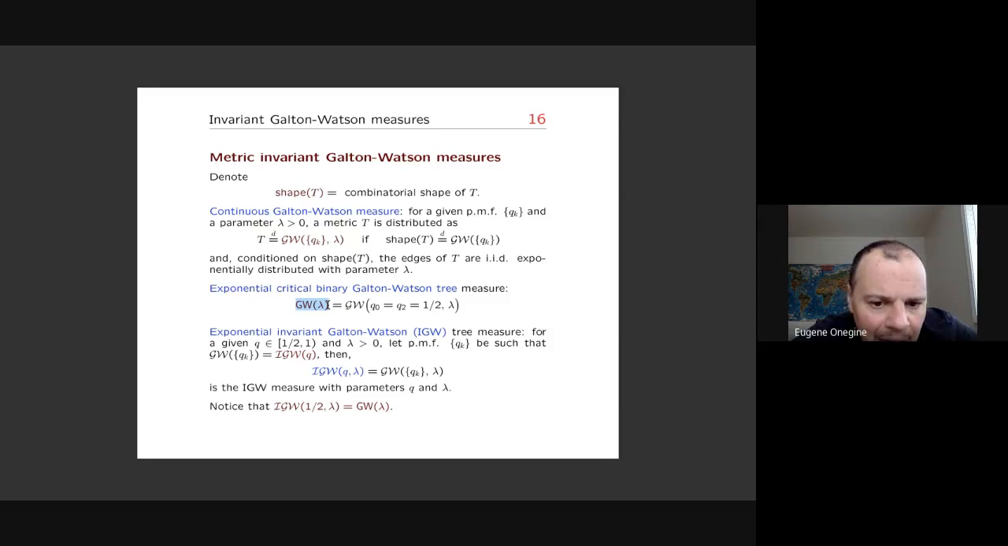And in general, our class IGWQ can also be generalized by equipping the trees with i.i.d. exponential edge lengths with parameter lambda. Then it now depends on two parameters, Q and lambda. So notice that if we plug in Q equal to 1/2, then we get the exponential critical binary Galton-Watson tree with parameter lambda for edge lengths. So this is our new, extended space.